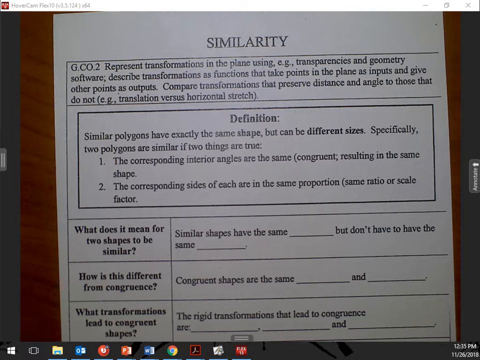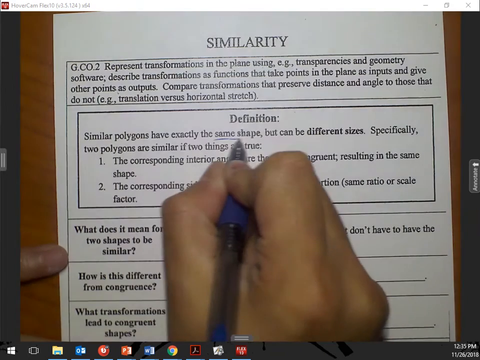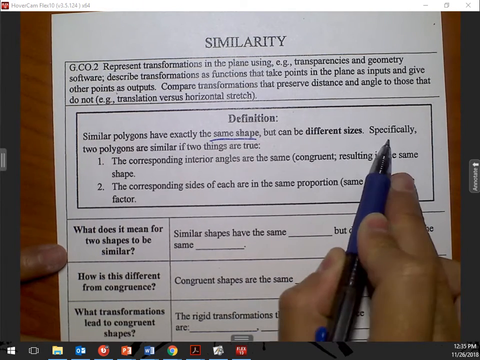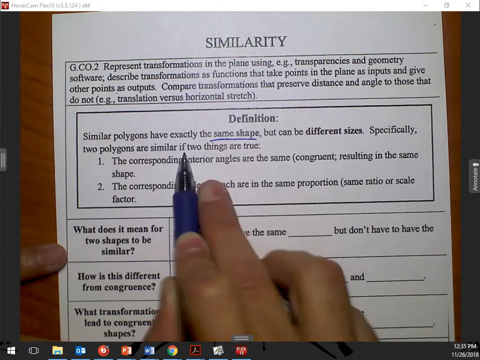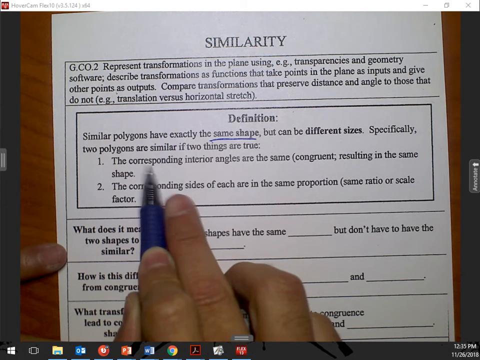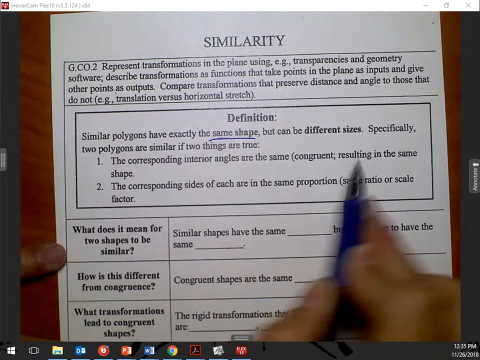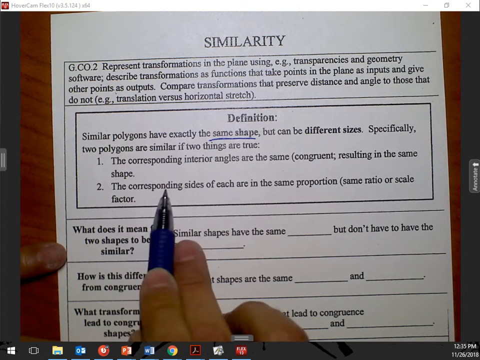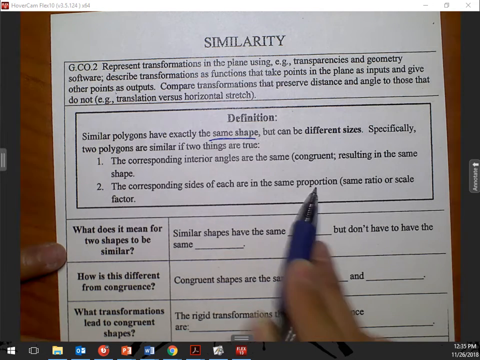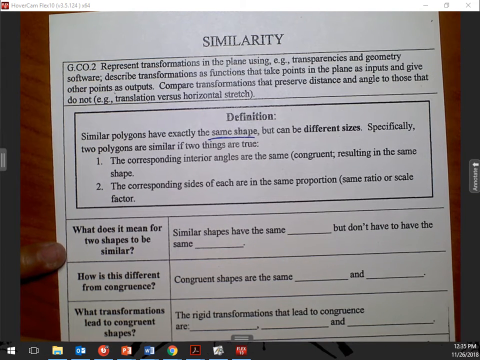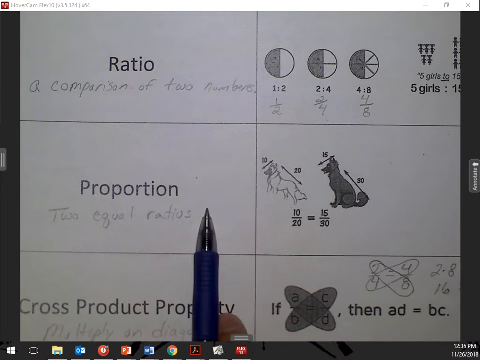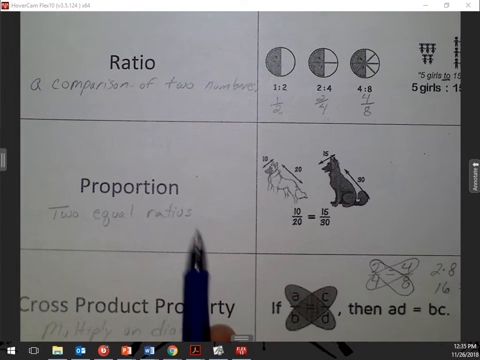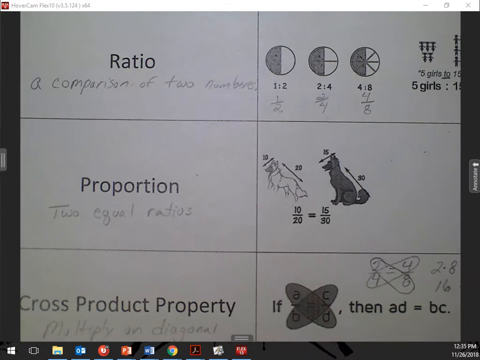All right, so right here, this is important. Definition. Similar polygons have exactly the same shape, but can be different sizes. Specifically, two polygons are similar if two things are true. If corresponding interior angles are the same, congruent, resulting in the same shape. And corresponding sides of each are in the same proportion, same ratio or scale factor.